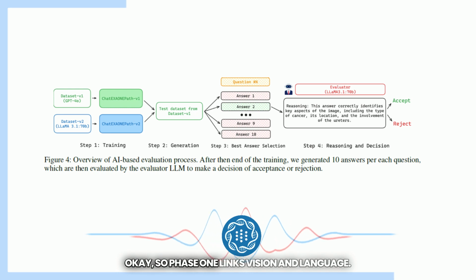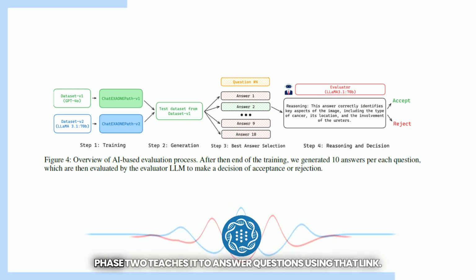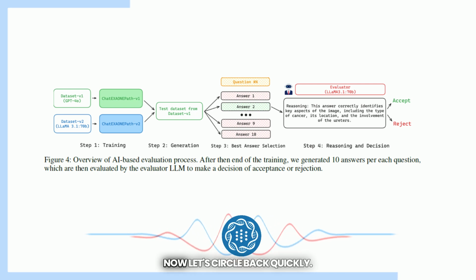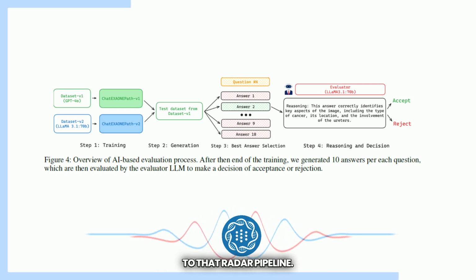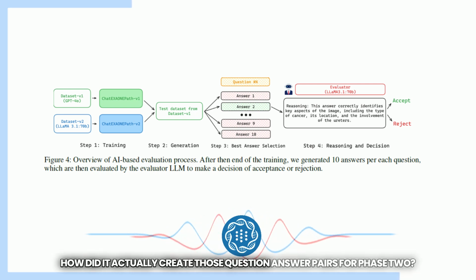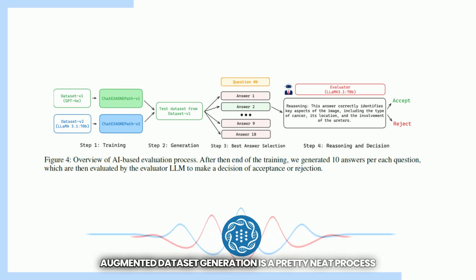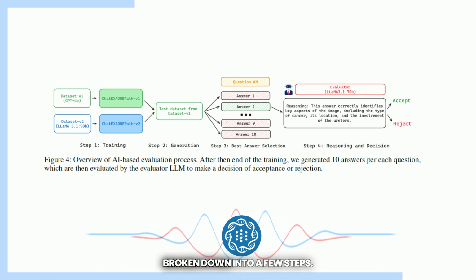Okay, so phase 1 links vision and language. Phase 2 teaches it to answer questions using that link, made efficient with LoRA. Makes sense. Now, let's circle back quickly to that RADAR pipeline. How did it actually create those question-answer pairs for phase 2? Right, RADAR. Retrieval augmented dataset generation. It's a pretty neat process, broken down into a few steps.